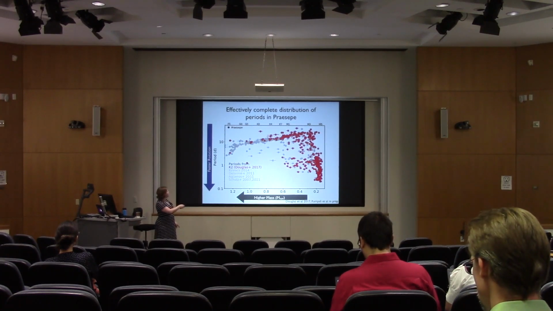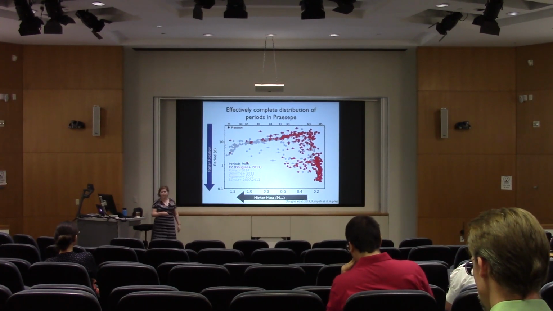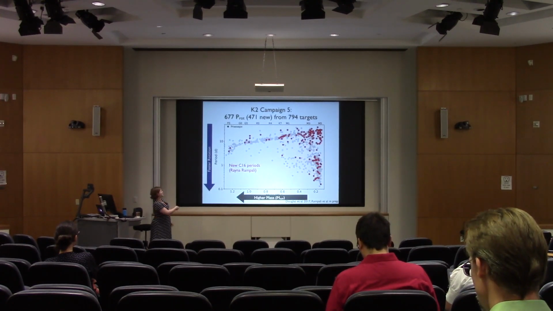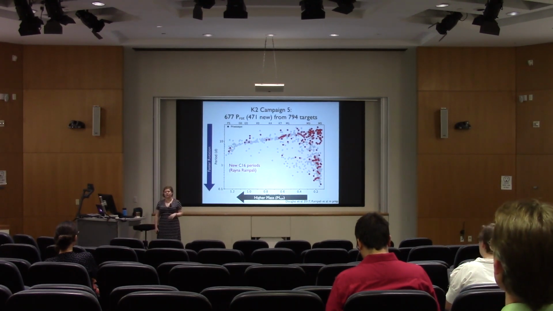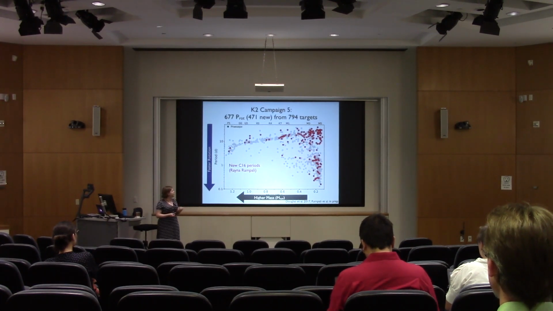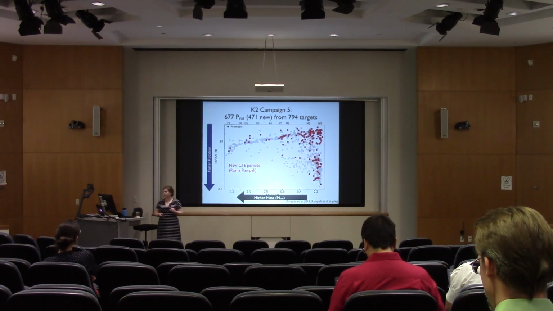So gray points are the periods that existed before K2. Red are the points that we added from K2 Campaign 5. And then, it did my animations backwards, I'm sorry. These red points now are new periods from Campaign 16. Campaign 16 had kind of an offset field of view. These were measured by Raina Rampali, who's a post-bac student at Columbia right now. She's still working on quality control on these, but we still have added about 100 new periods.